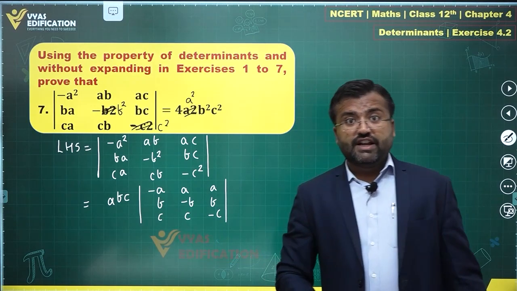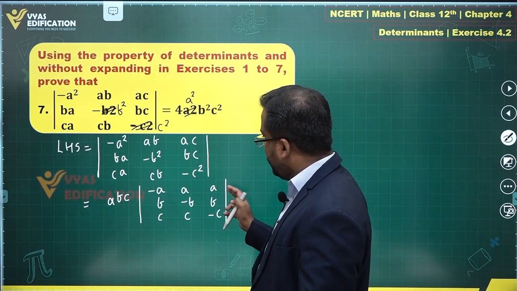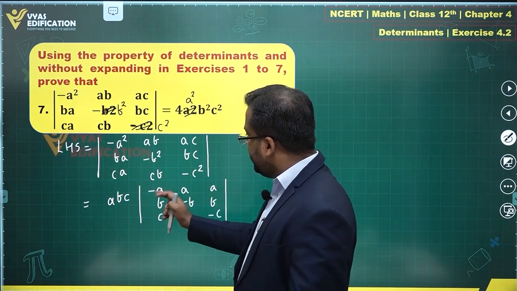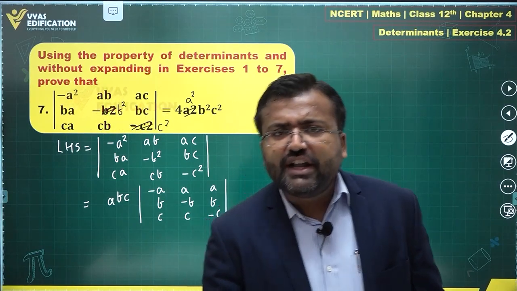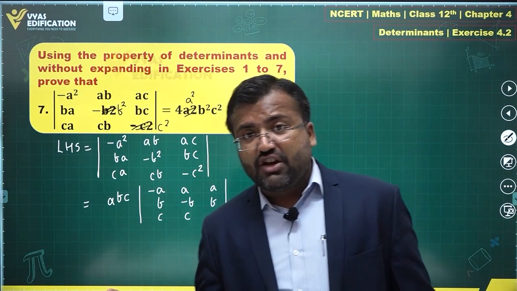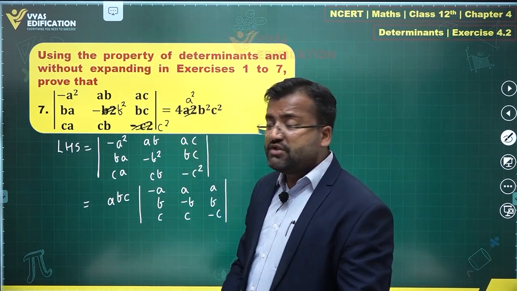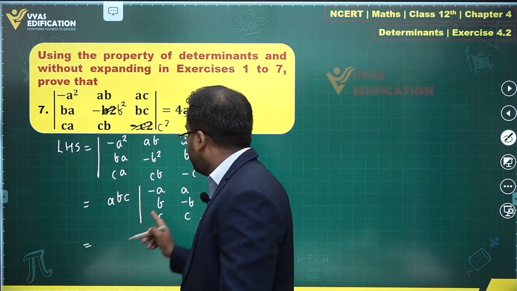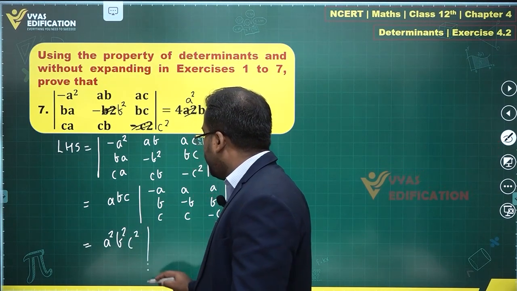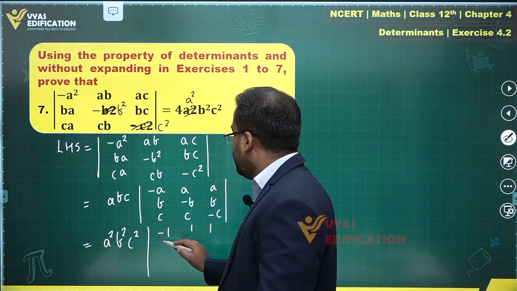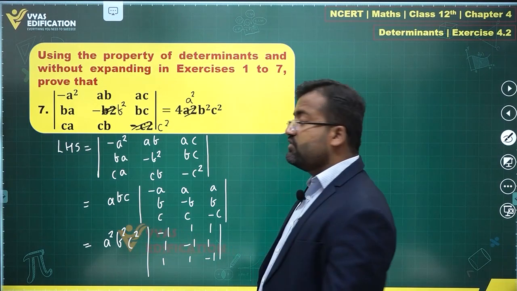What next? For the next one you can observe that all of these terms contain a, all of these terms contain b, all of these terms contain c. So from the first row you can take out a common, from the second row b common, and from the third row c common. Yes, we are moving in that direction of a square, b square, c square. Taking out common, this will become a square, b square, c square, and what will remain is minus 1, 1, 1, 1, minus 1, 1, 1, 1, minus 1.